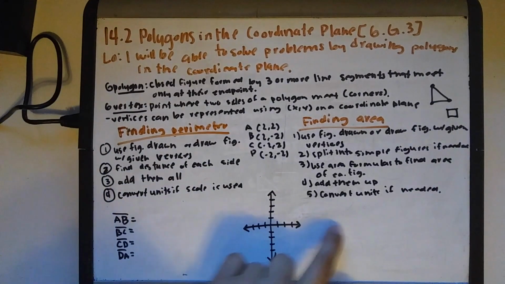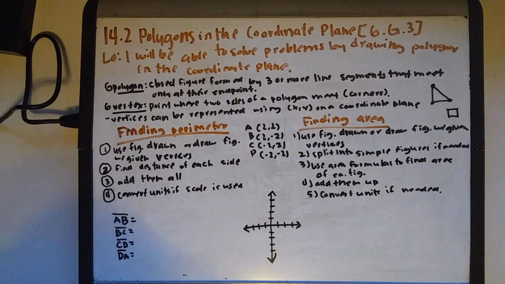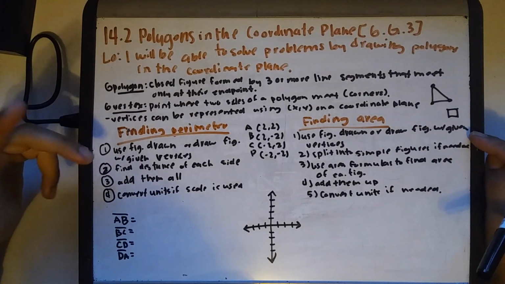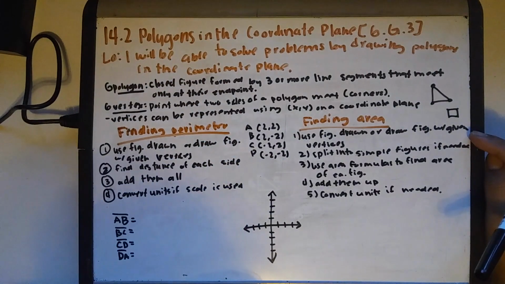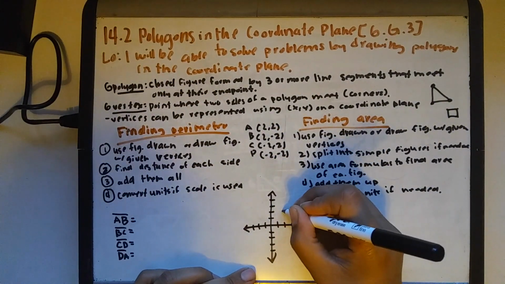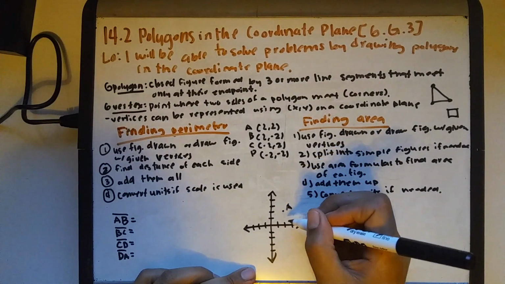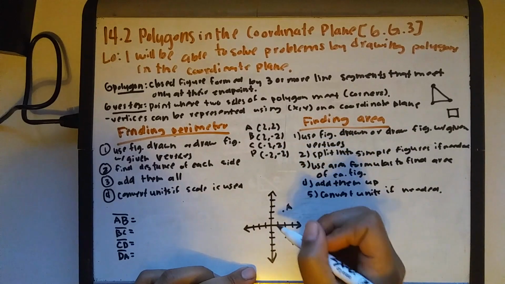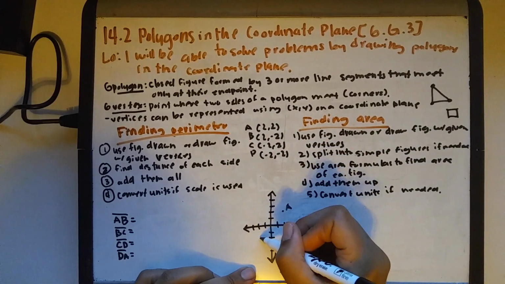So basically we can use ordered pairs to represent vertices. So we're gonna do two things. We're gonna find the perimeter, and we're gonna find the area of a shape given the ordered pairs. So first thing we have to do is draw the figure or use the figure that is already drawn. I'm gonna draw the figure here because I'm not given a figure. So I'm gonna go 2, 2, which is right here, so that's A. And then 2, -2, which is right here, that's B. And then -2, 2, so I go left and I go up.